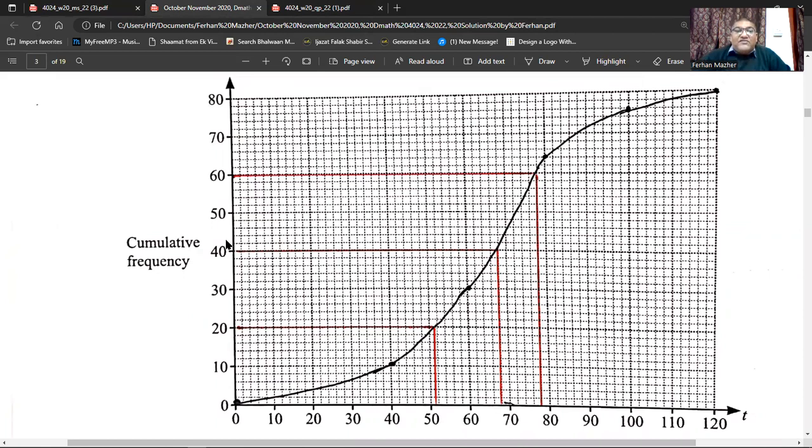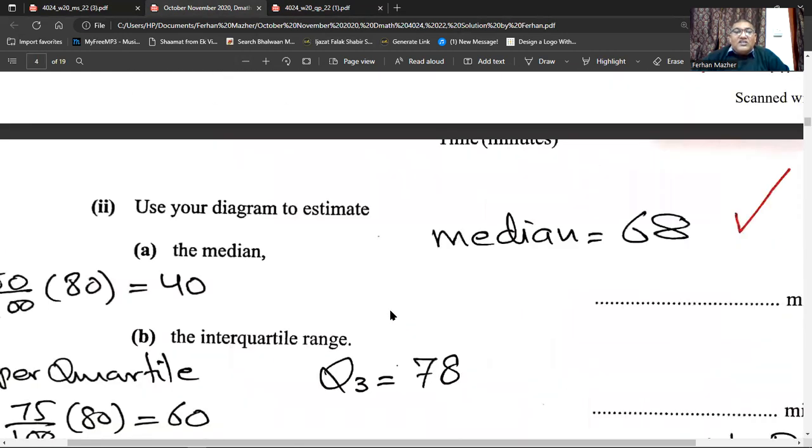Then you will check that 40 on the y-axis. This is the 40. From here, you will draw a line. You will go to the cumulative frequency curve. And when you intersect the cumulative frequency curve, you will check what is the x value under that point of intersection. So for example, here it is 68. So let me show you my work.